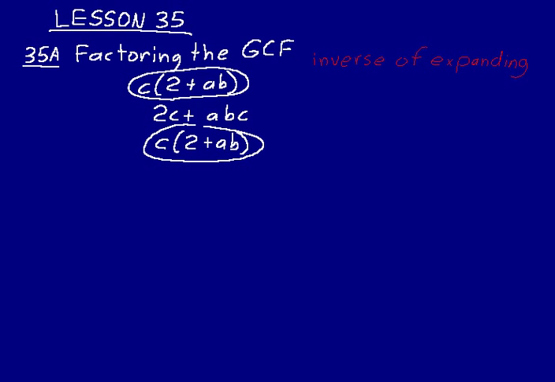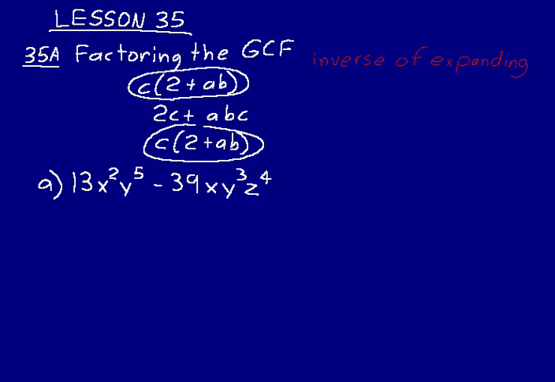So what I've written up there in red, that's something to keep in mind when you're factoring the greatest common factor out of a set of terms. It's like the inverse of expanding. And therefore, that's a way to check your work. After you've factored the greatest common factor from a set of terms, you can expand that problem back out using the distributive property to check your work.